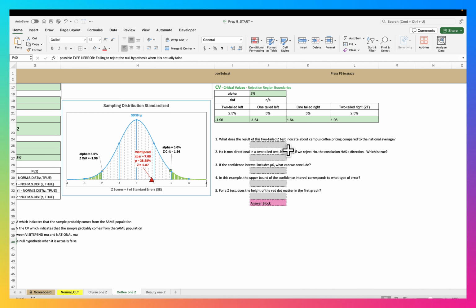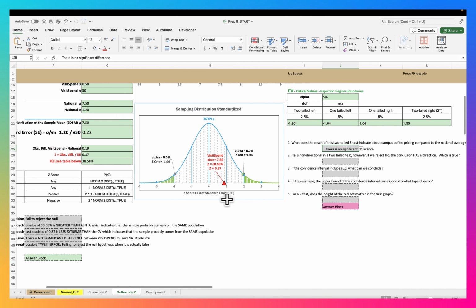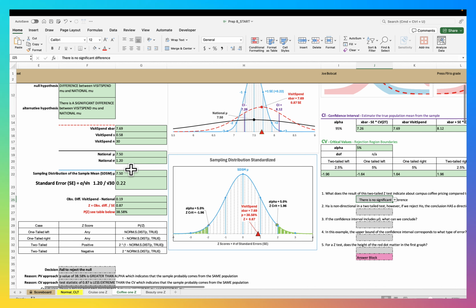All right, what does the result of this 2-tailed z-test indicate about the campus coffee pricing compared to the national average? Just no significant difference. All right, so let's look at the numbers, right? Basically, we're saying there's no significant difference between 7.5 and 7.69. That's not a big enough difference for it to be significant.